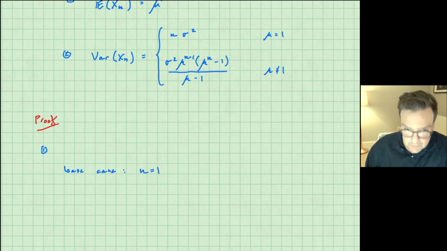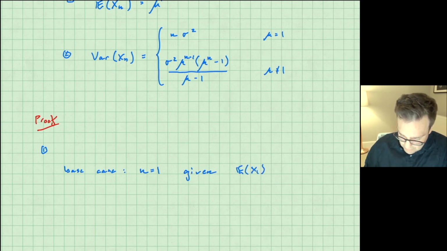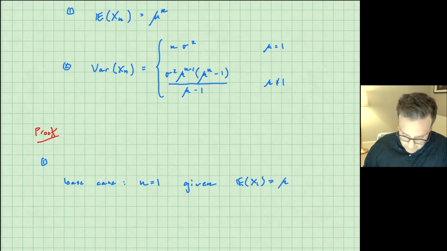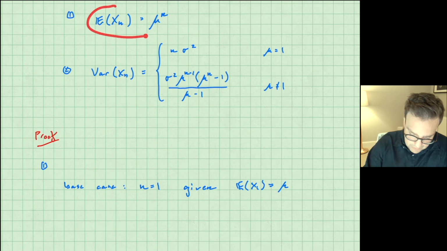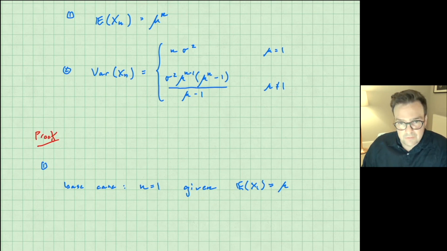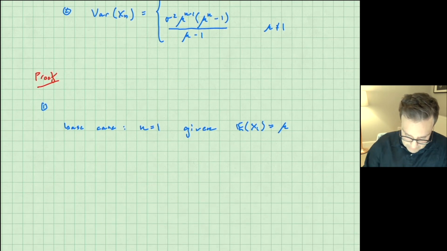N equals 1, right? And this case is trivial because we've been given that the expected value of x1 is equal to mu. That's the definition of mu, right? So we're working on trying to prove this thing here. It's clearly true for n equals 1 because the expected value of x1 is defined to be mu, okay?